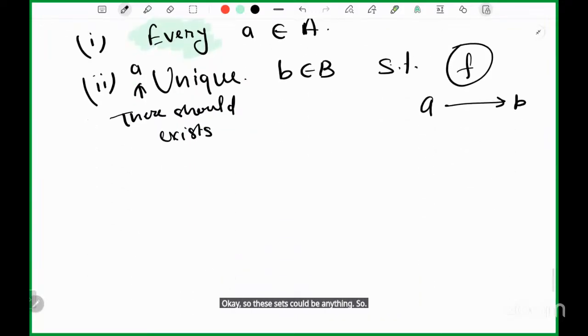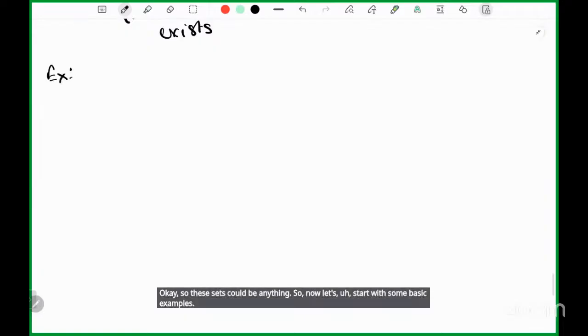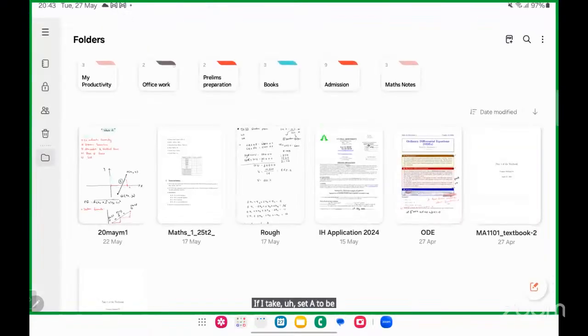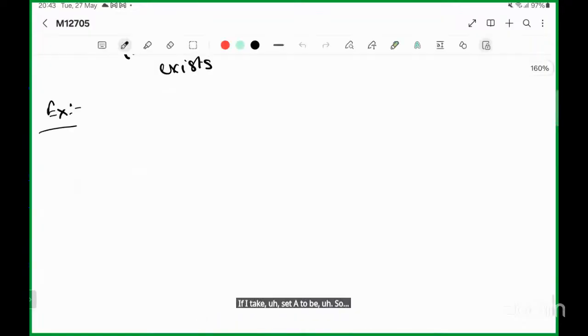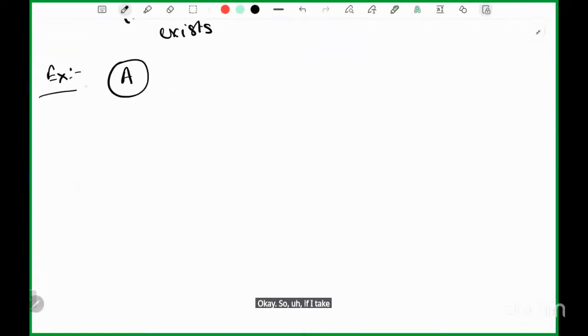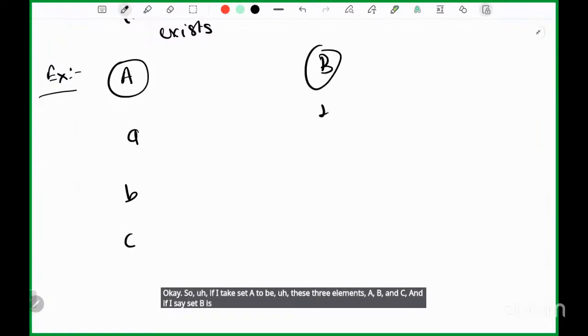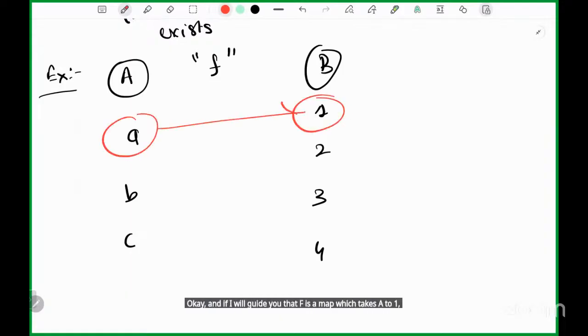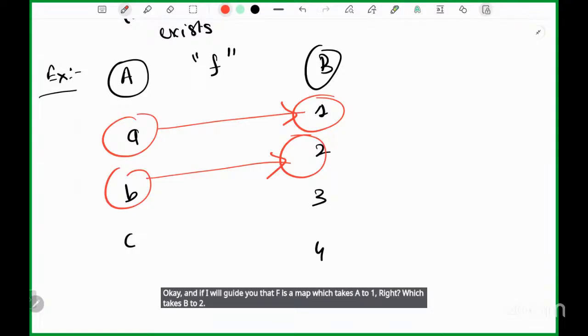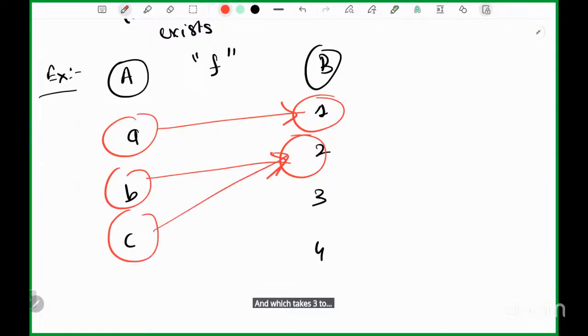So now let's start with some basic examples. For example, if I take set A to be these three elements a, b, and c, and set B is nothing but 1, 2, 3, 4. And I say that f is a map which takes a to 1, which takes b to 2, and which takes c to 2. Now, can you guys see, is this a function?